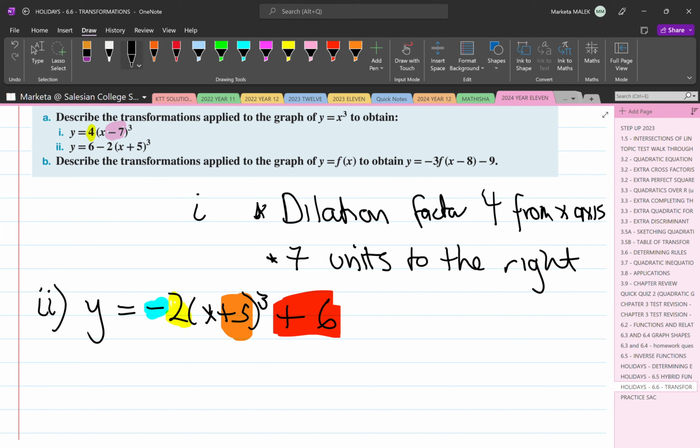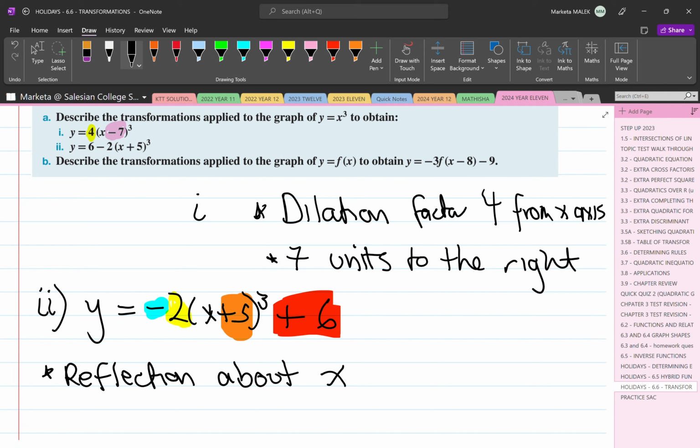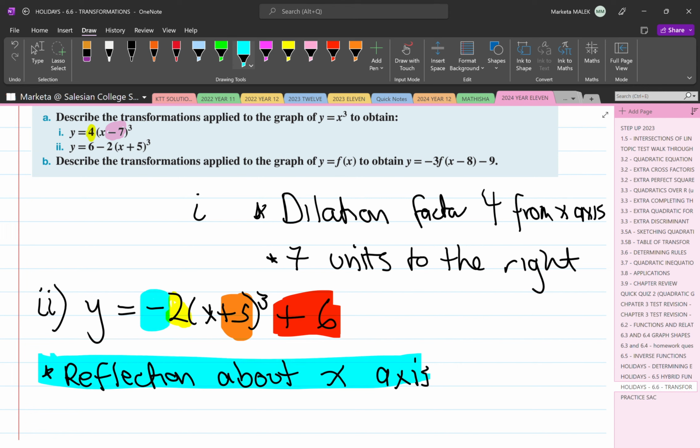So the first thing I see is a reflection about the x-axis. That's that blue negative. That blue negative there is our reflection about the x-axis. It's in the first place that I could have a negative. I could have another negative in there, that's the second place. So x comes before y in the alphabet, so it's a reflection about the x-axis. A really handy way to remember that.